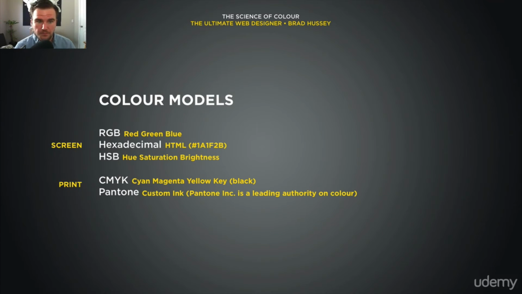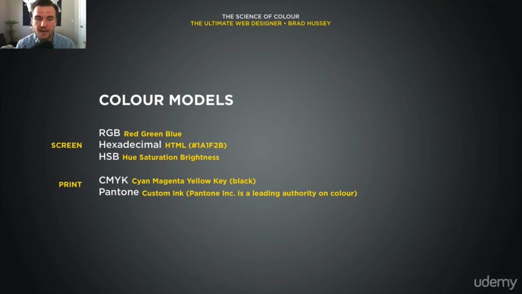Color models. For screen, we have RGB, which is red, green, and blue. We have hexadecimal, which is used in HTML. So for example, we have 1A1F2B, or you can have 000000, and so on and so forth. If you've taken any of my coding courses, you will immediately recognize this. If not, that's okay. This will come up later in our HTML section. And HSB, which is hue, saturation, brightness, which we just saw.